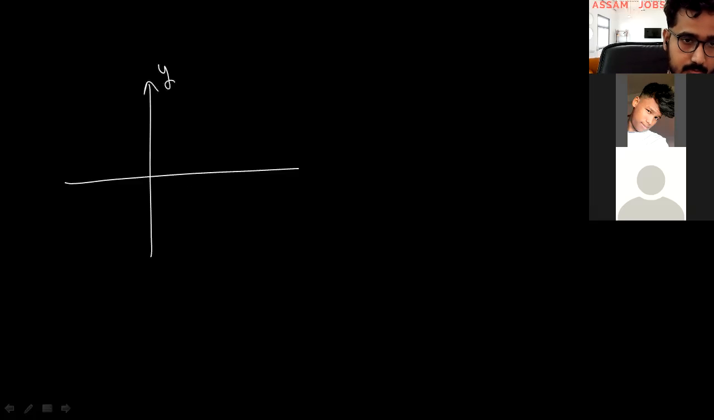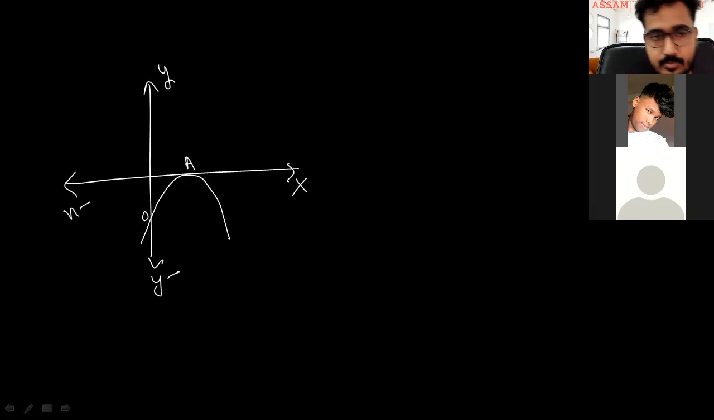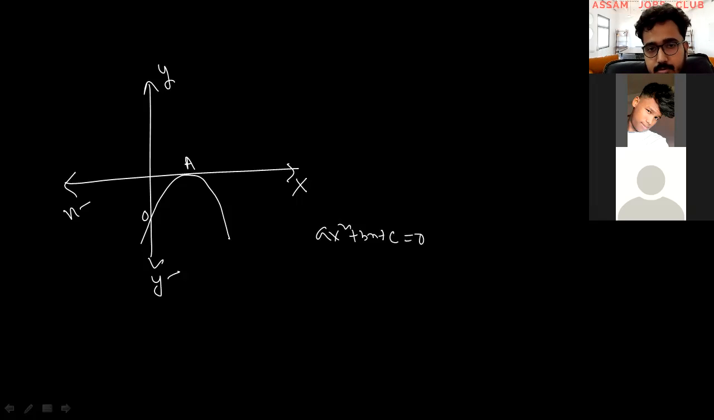y dash, x dash, x. Now see, here the parabola cuts the x-axis at only 1 point. At y-axis it cuts at the O point. Now tell me, how many solutions this polynomial has? By looking at the graph, can you tell me how many solutions the polynomial has?